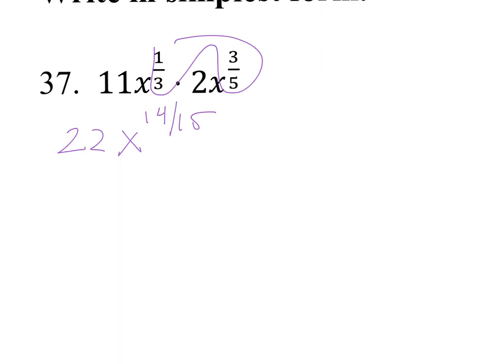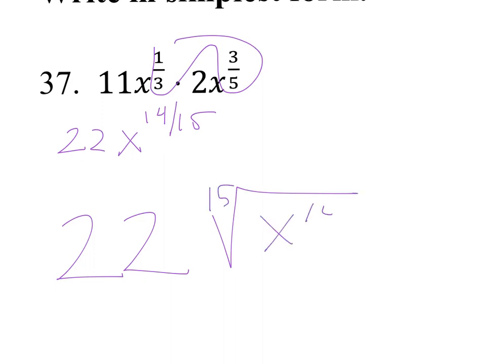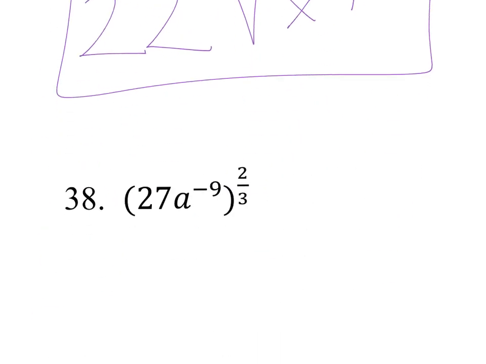So I would have to rewrite that as a root. Now 22, when you notice here, 22 does not have this 15 with it. The 22 would be on the outside of the root, and that would be the 15th root of x to the 14th. And you cannot simplify that any further. So that right there, bing bada boom, would be your final answer.